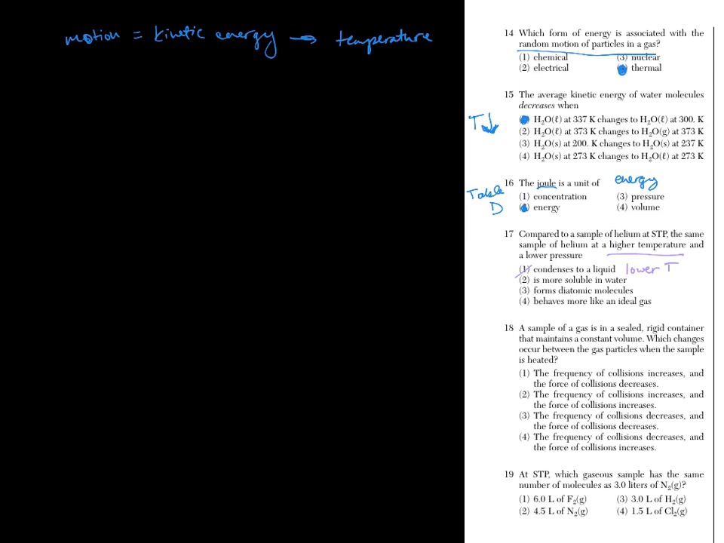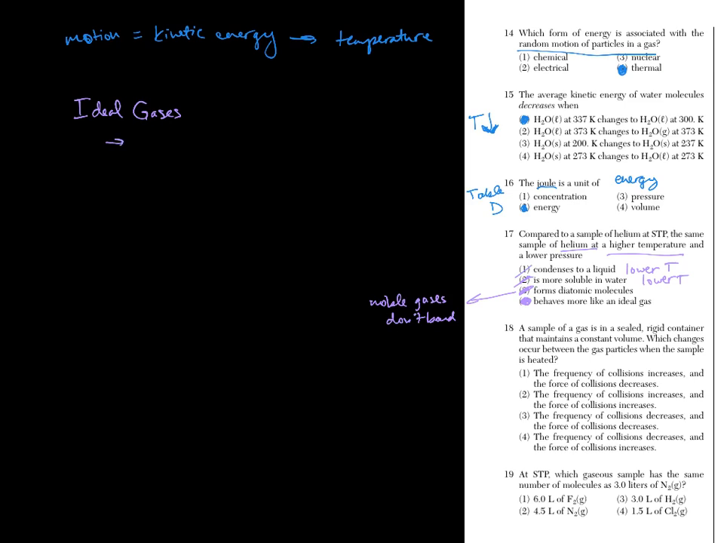More soluble in water. So helium is a gas. It's more soluble at lower temperature also. Gases favor lower temperatures. Think of soda. Soda is best when you have it cold. Forms diatomic molecules. So helium is a noble gas. Noble gases don't bond. Okay? So it's not choice 3 either. That leaves us with choice 4, which also follows with ideal gases.